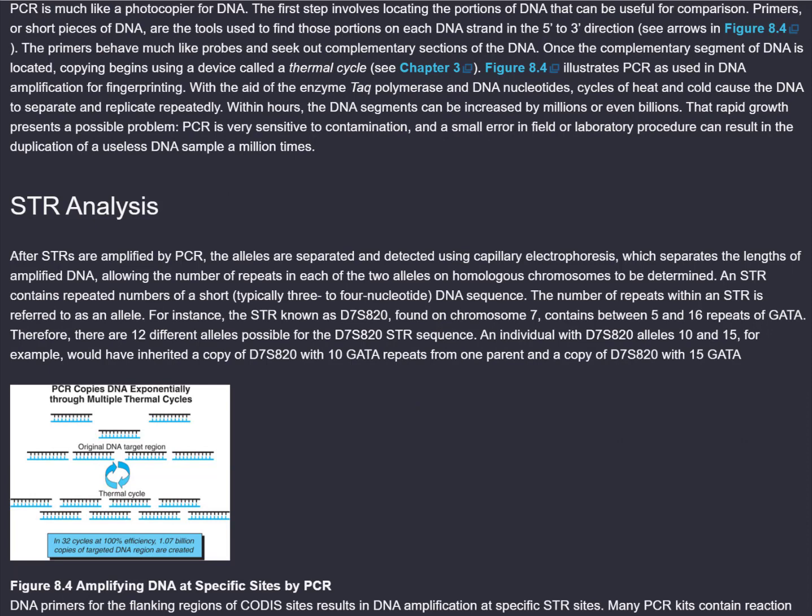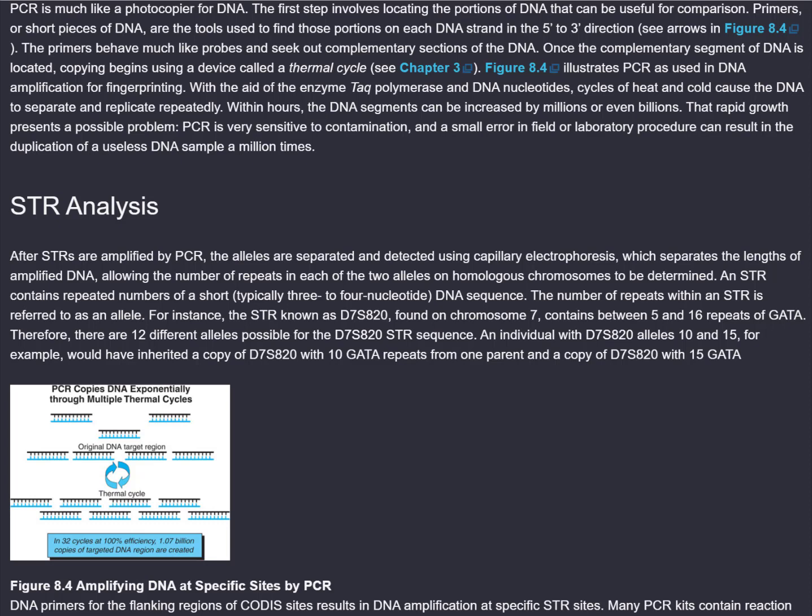PCR is much like a photocopier for DNA. The first step involves locating the portions of DNA that can be useful for comparison. Primers, or short pieces of DNA, are the tools used to find those portions on each DNA strand in the 5' to 3' direction, see arrows in Figure 8.4. The primers behave much like probes and seek out complementary sections of the DNA. Once the complementary segment of DNA is located, copying begins using a device called a thermal cycler, see Chapter 3. Figure 8.4 illustrates PCR as used in DNA amplification for fingerprinting.